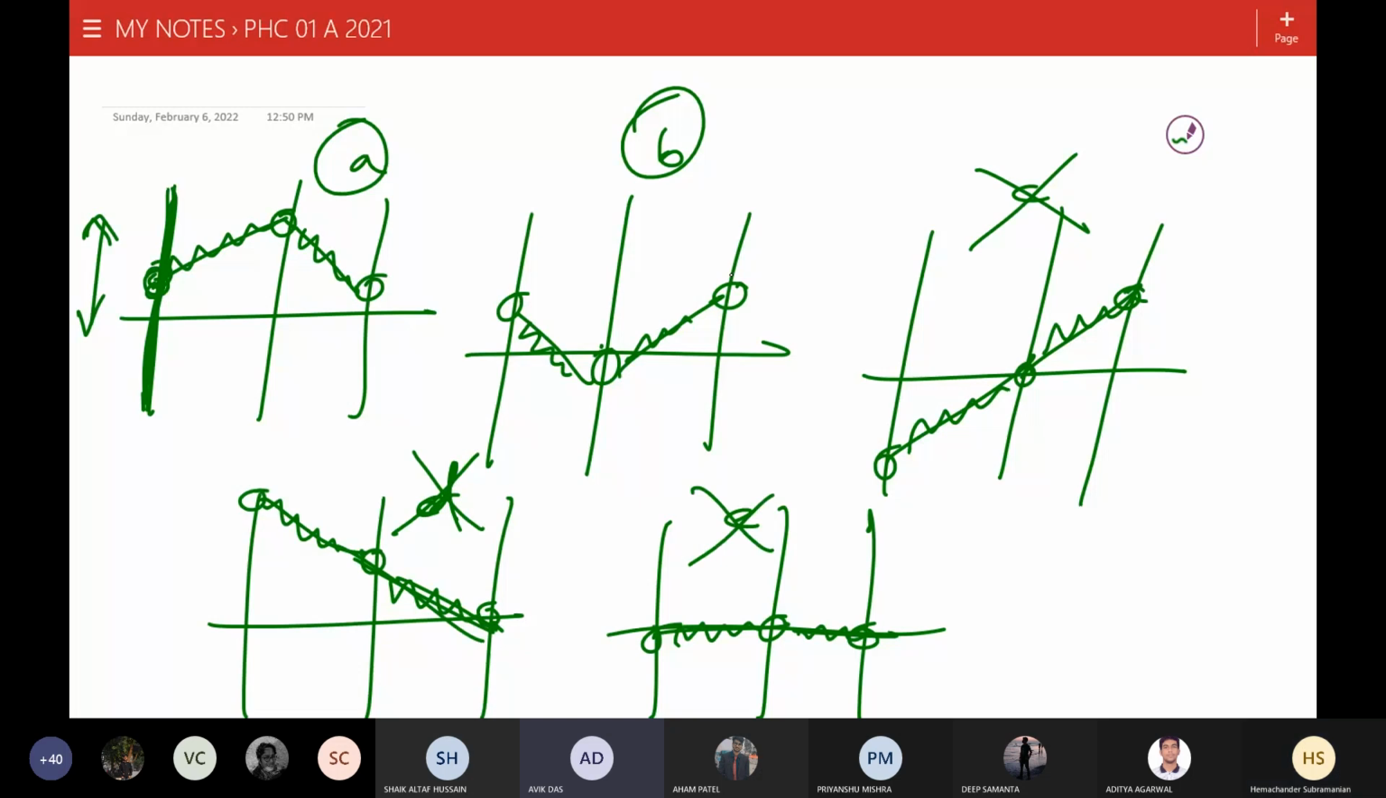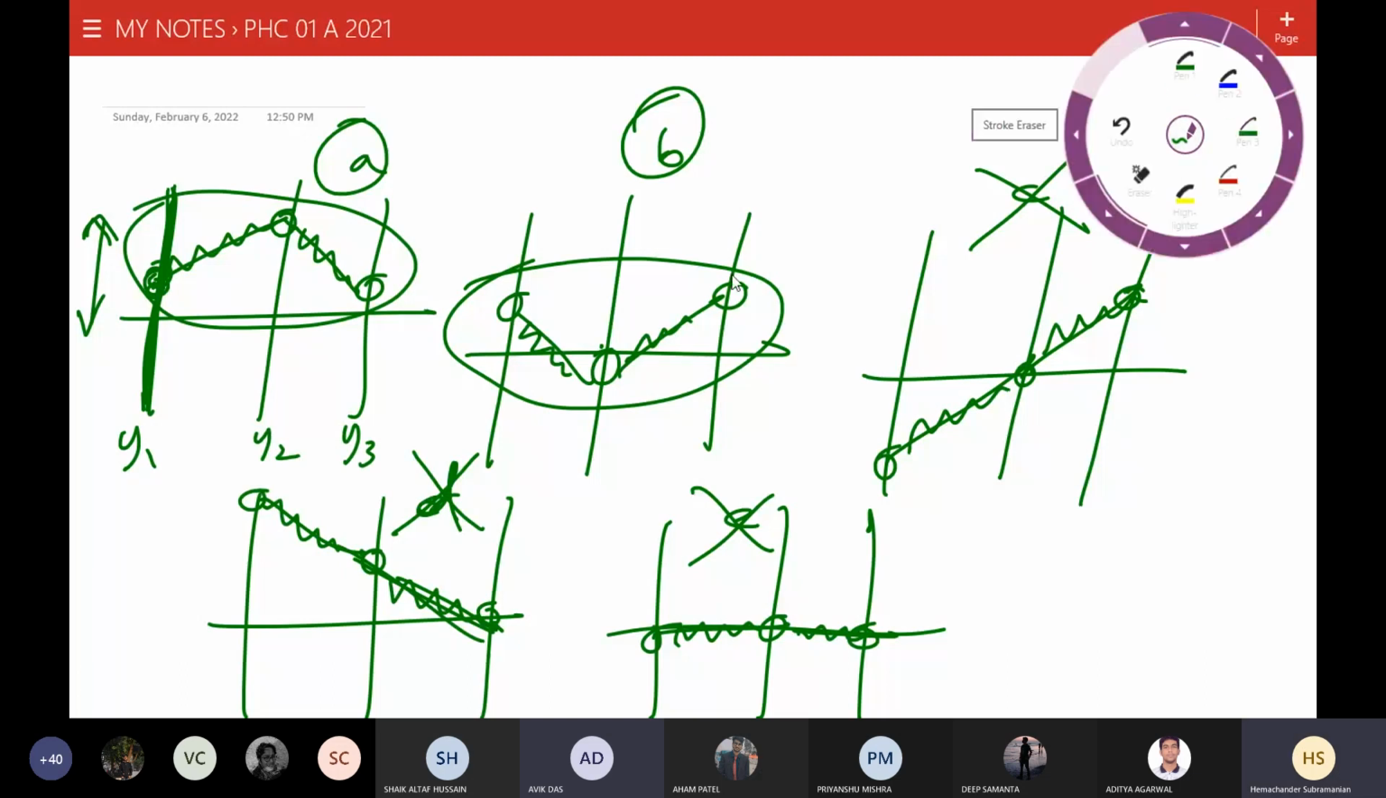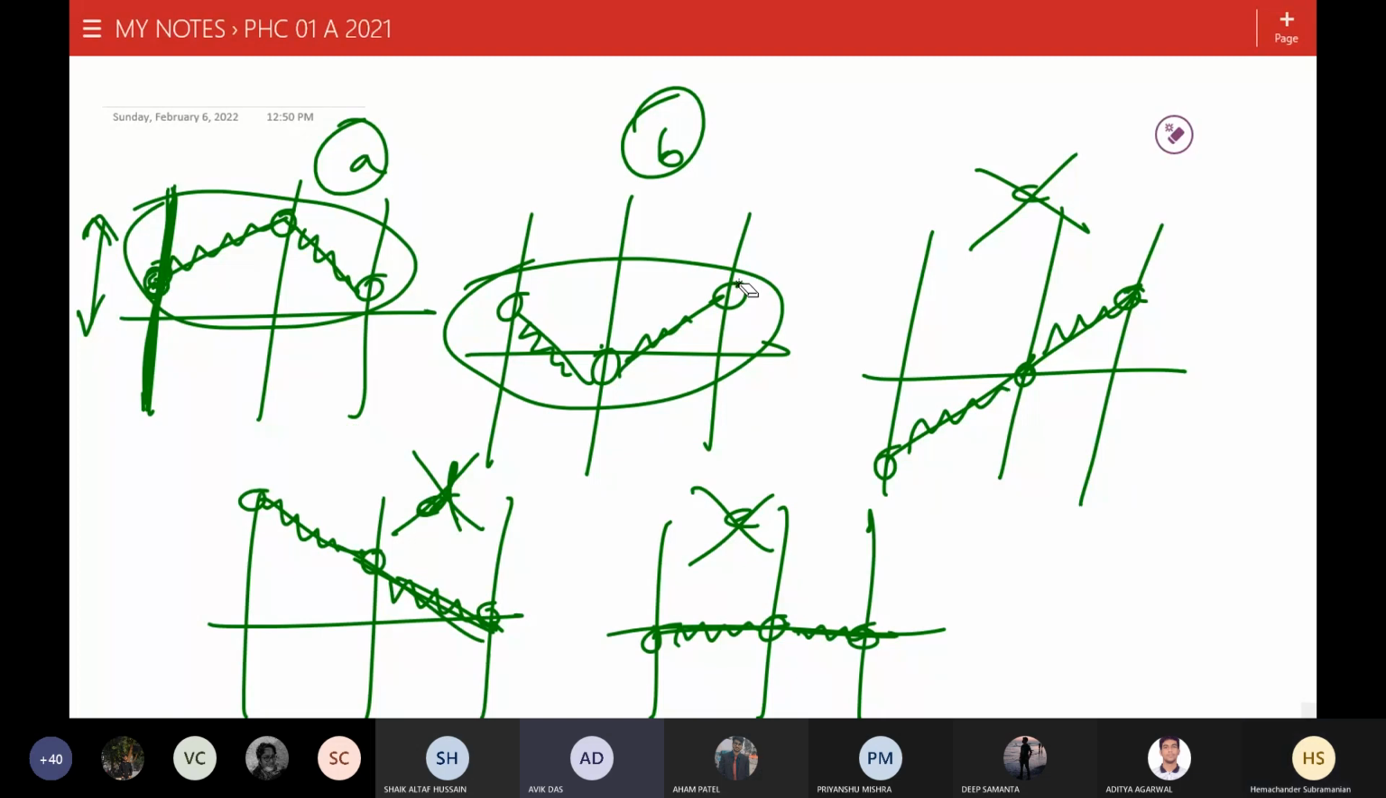All right. So what is this situation here? Let's call this Y1, Y2, Y3. Let's call this X1, X2, X3, and the position is Y1, Y2, Y3. So this is Y1, this is Y2, this is Y3. So how do you describe this mathematically?